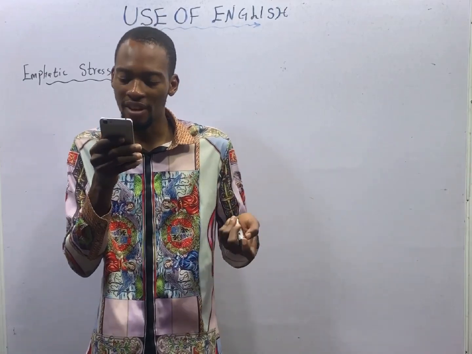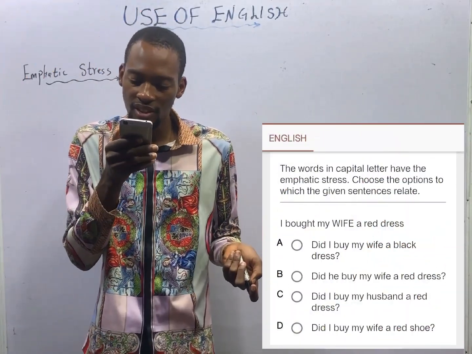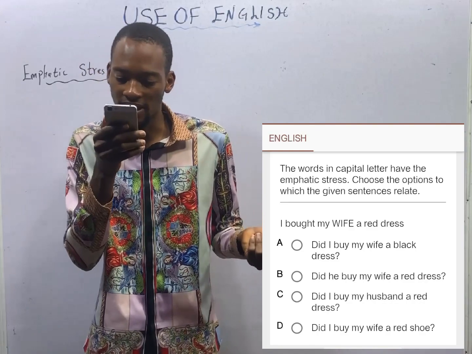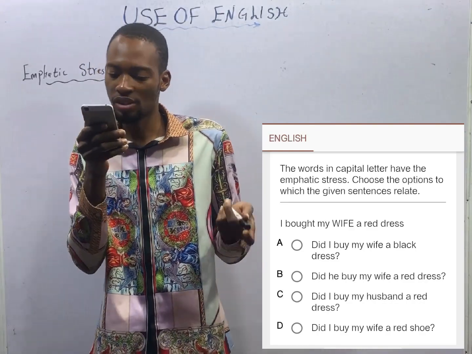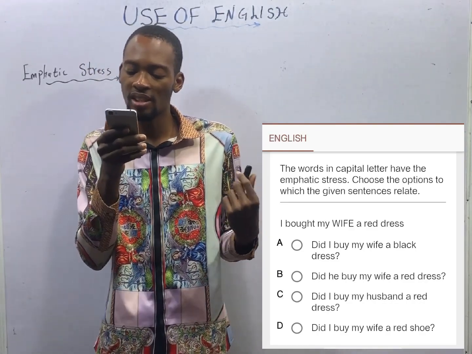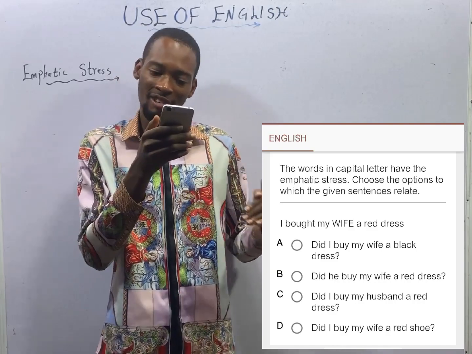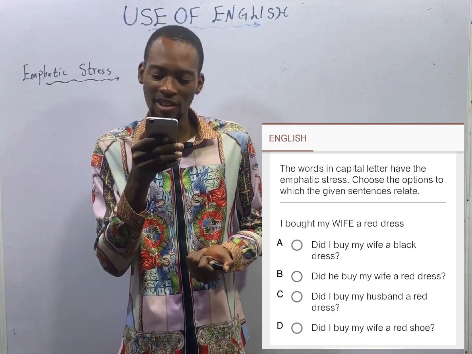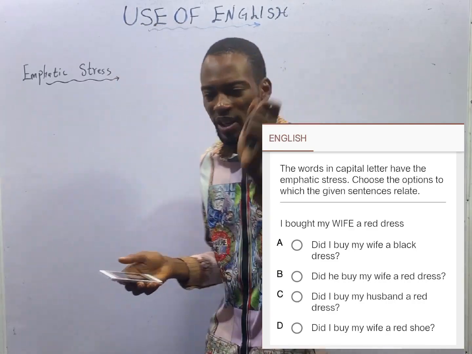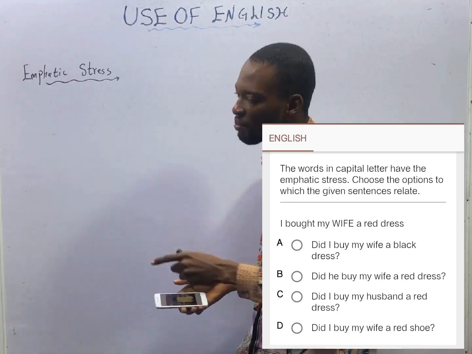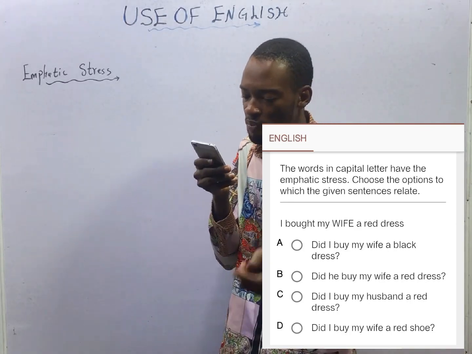I bought my wife a red dress. Wife is emphasized, and wife is repeated in option A, B, and D. A, B, and D are wrong. Option C is the correct option. And if you fail any question under emphatic stress in JAMB, you are wrong.